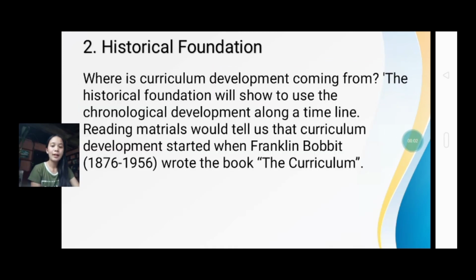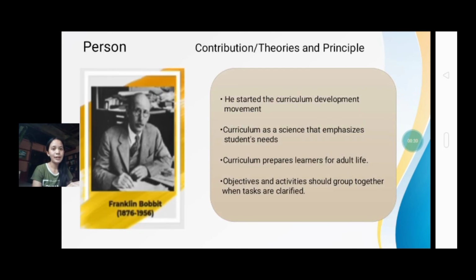So now, at this time, let's try to focus on the next major foundation of curriculum, the historical foundation. The historical foundation will show us the chronological development along a timeline. Reading materials will tell us that curriculum development started when Franklin Babbitt, 1876 to 1956, wrote the book Curriculum. So, the first person and their contributions, theories and principles. The first person is Franklin Babbitt.